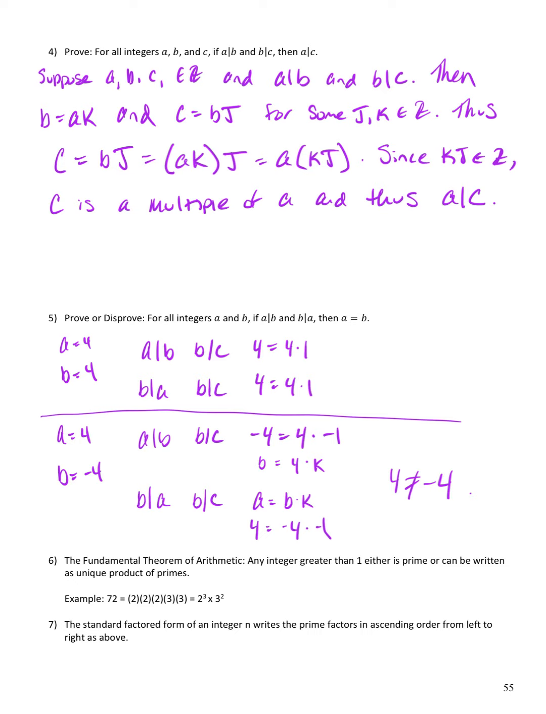Okay, the fundamental theorem of arithmetic says that any integer greater than 1 either is prime or can be written as a unique product of primes. So composite numbers can be written as a unique product of primes. For example, 72 can be written as 2 times 2 times 2 times 3 times 3, and there is no other prime factorization of 72. There's no other way to do it. And it's called the fundamental theorem of arithmetic.